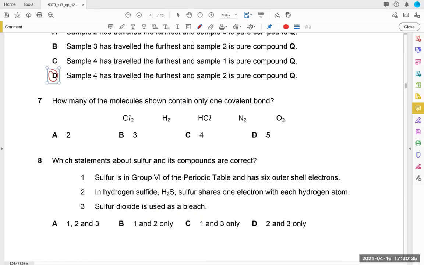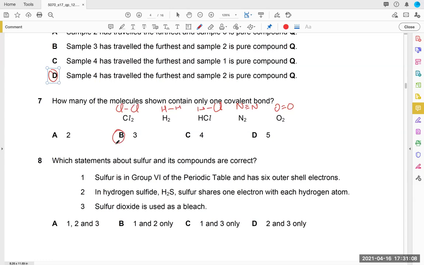All right, how many of the molecules contain only one covalent bond? This question has been repeated 3 times in the last 10 years. So the best way to solve this would be to make a Lewis diagram. So this is H with Cl, and this is nitrogen with a triple bond, and this is oxygen with a double bond. Okay. So one covalent bond किसमें, तीनों में. So there are 3 of them that have one single covalent bond. So it's going to be B.